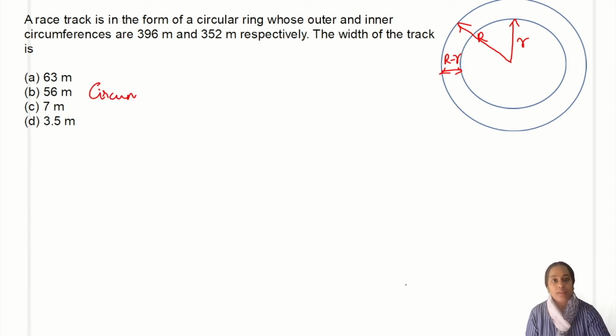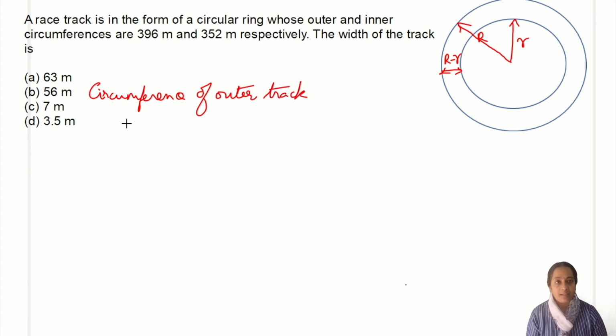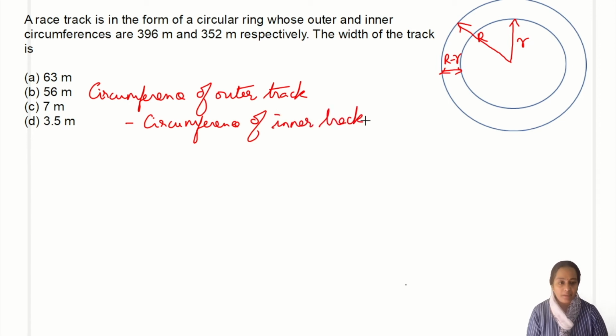So now we have again the formula, circumference of the circle. Circumference of the circular ring we have here. It's a track, so it's going to be the outer track minus the inner track. Circumference of the outer track minus the circumference of the inner track. So what is it? That is given in the question, which is 396 minus 352. So let me write it down. 396 minus 352.